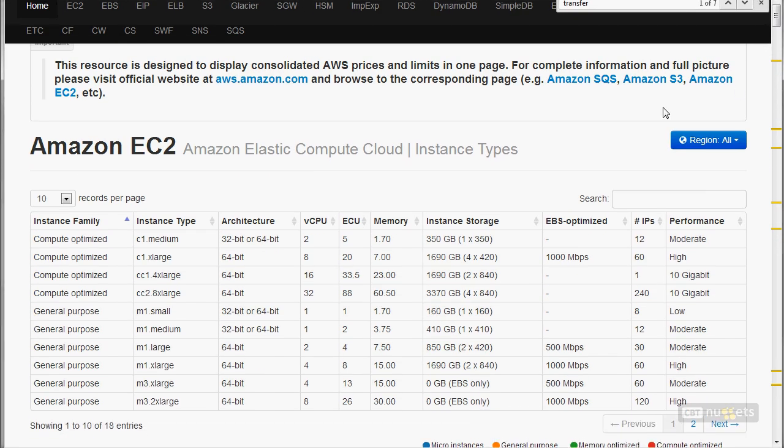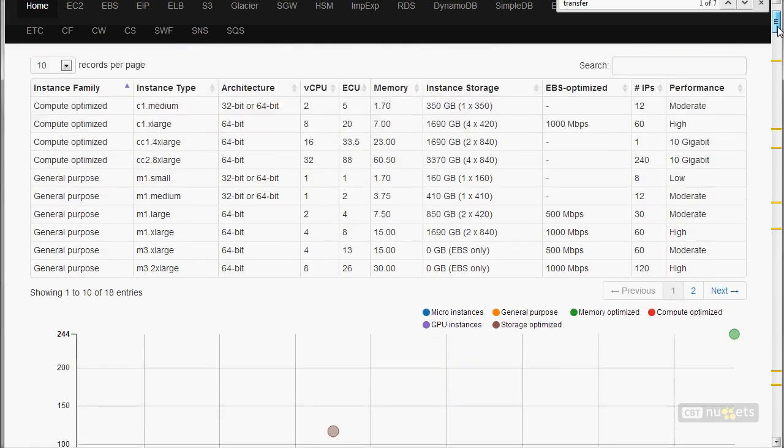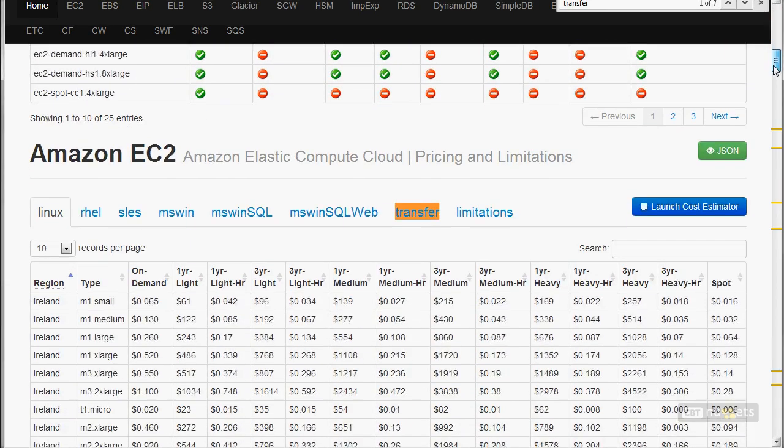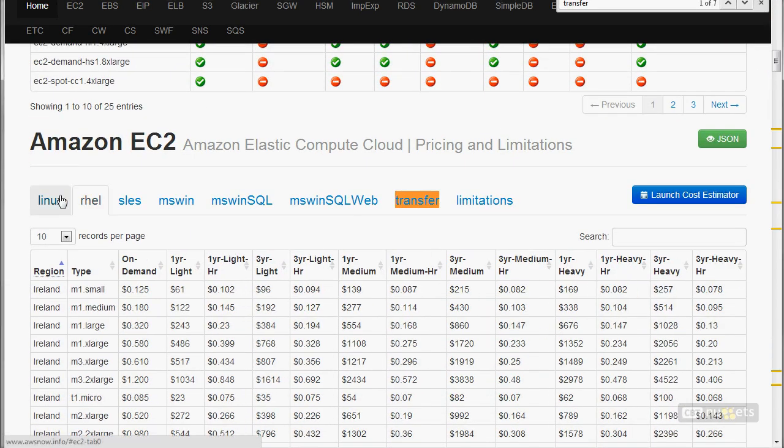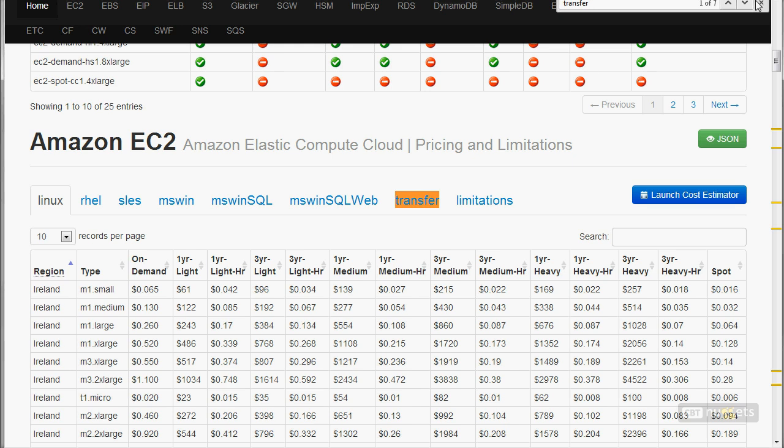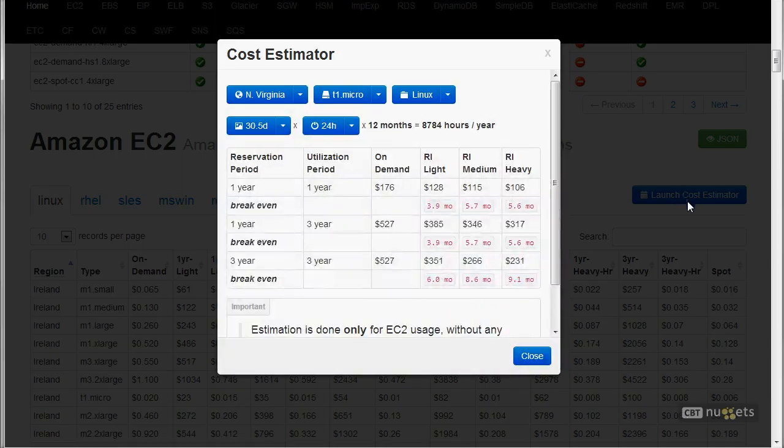So looking right here, we've got the EC2 instances. We saw that just a moment ago. But now look at this. We've got EC2. We've got the Linux instances showing on-demand, 1 year and all that. Actually not part of what I was going to talk about, but look at this. They actually have a cost estimator to do some of the spreadsheet work for you.